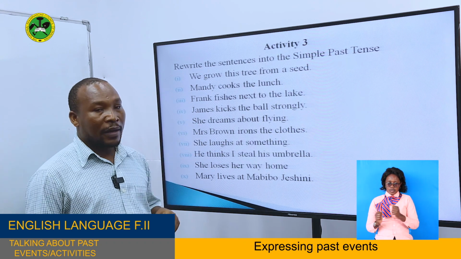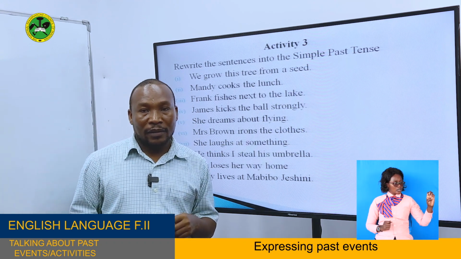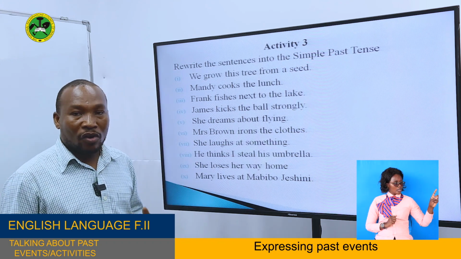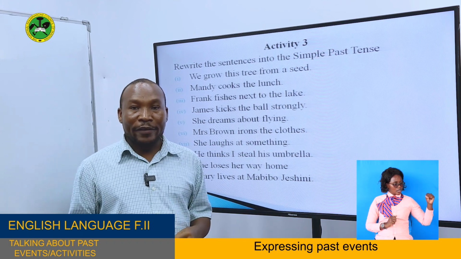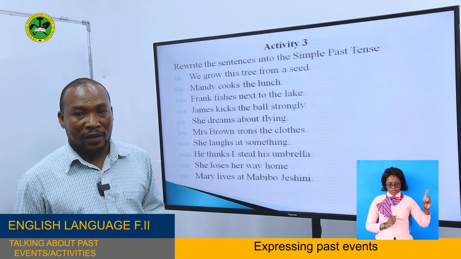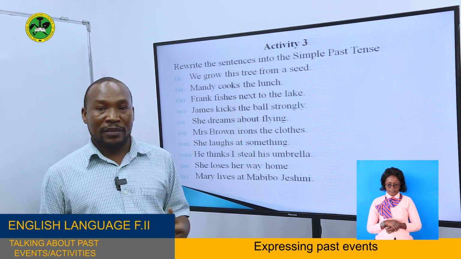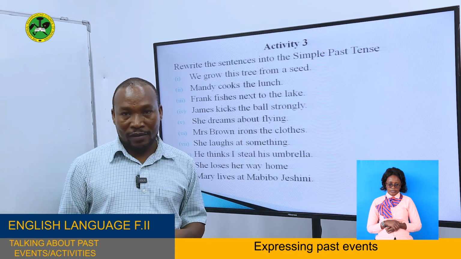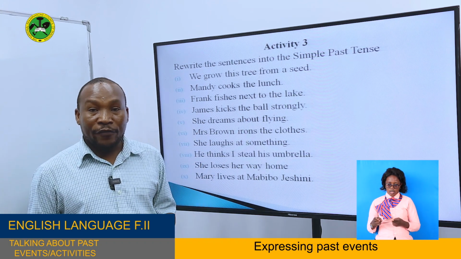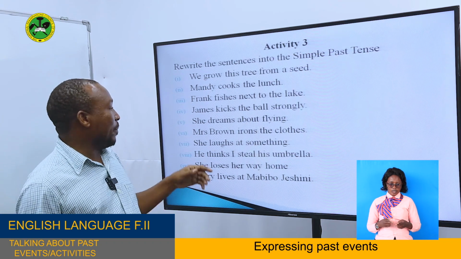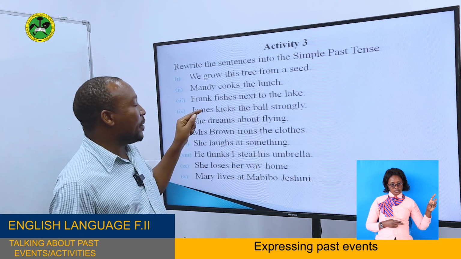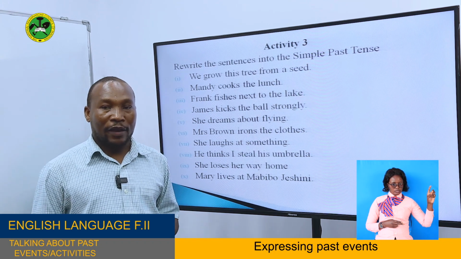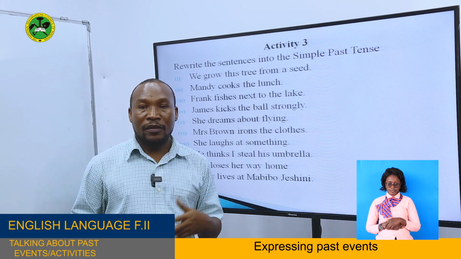This verb can take -ed to be regular or can be irregular. If it becomes regular, it will be dreamed. Therefore, she dreamed about flying. Or if it is irregular, it will be she dreamed about flying. Therefore, it can take both forms.